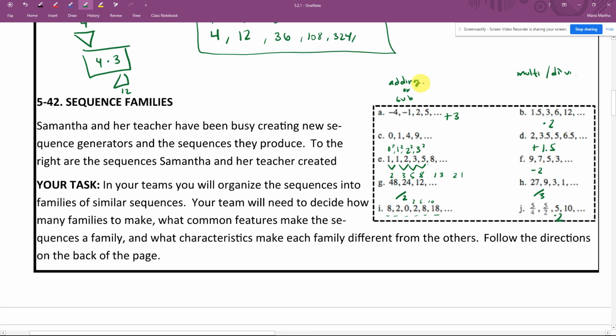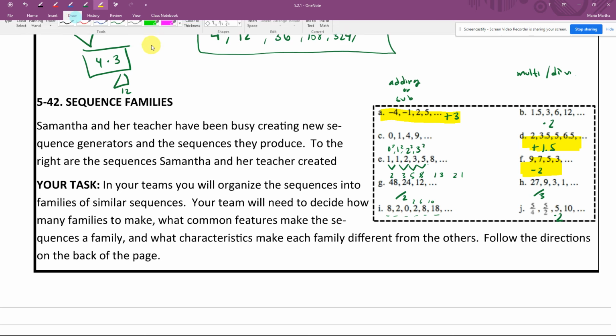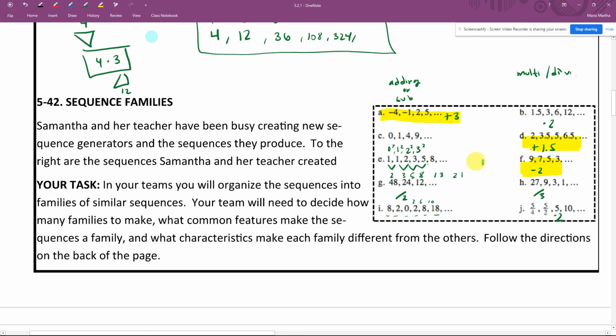So these right here would be the sequences that you would classify as adding or subtracting. These right here, this one. And then the other sequences we have, let's put them in green. The ones that change by multiplying or dividing would be that one, this one, multiplying the number by itself, this one, and that one. And then these two would fall into their own category, which would be E and I.